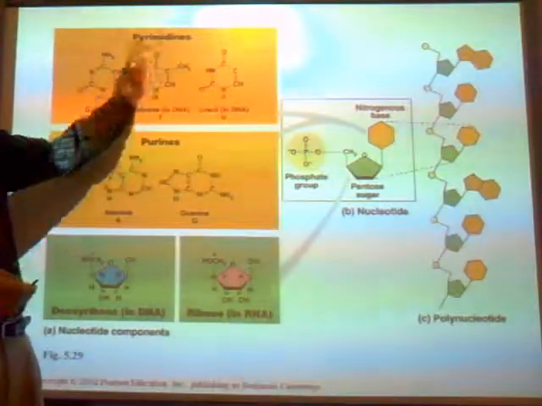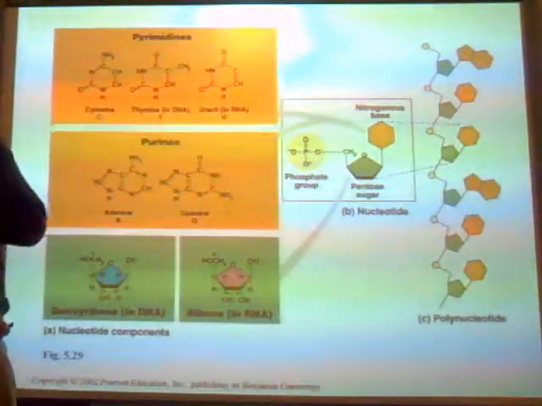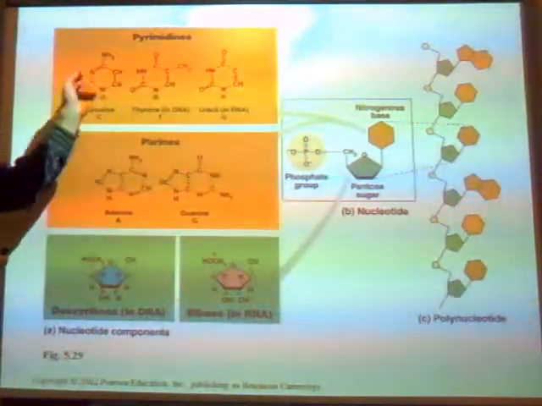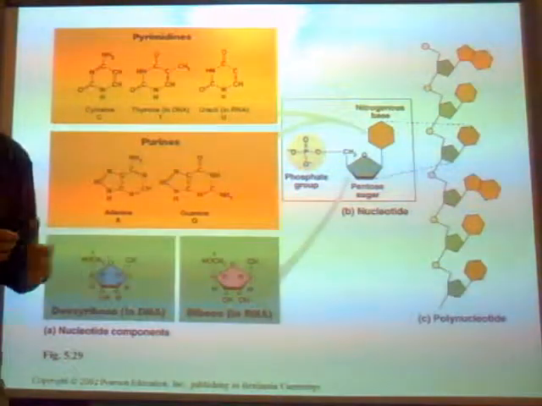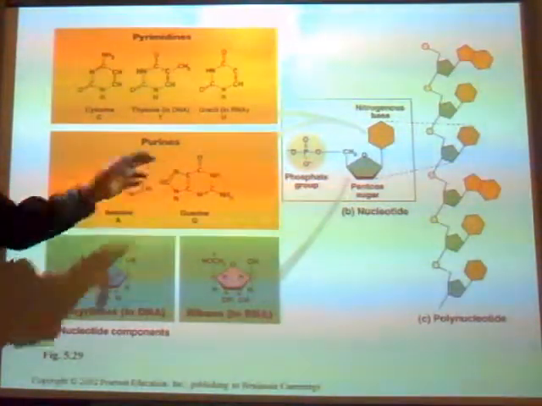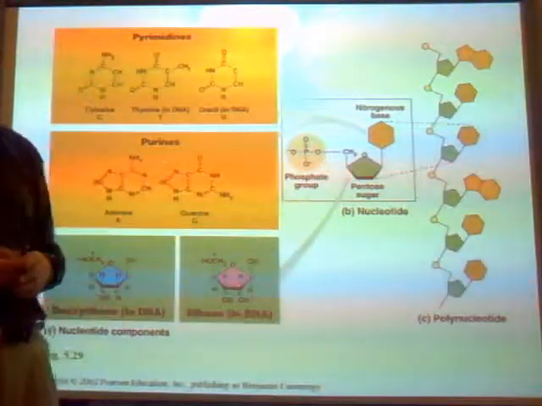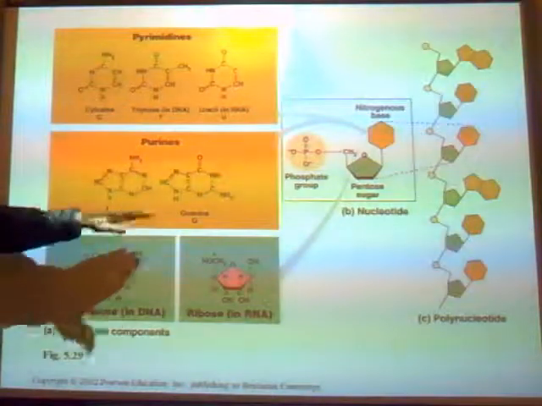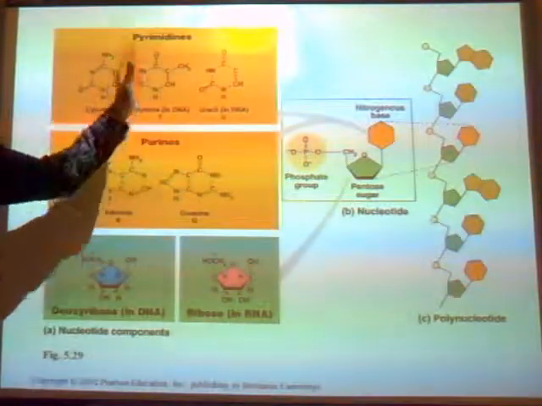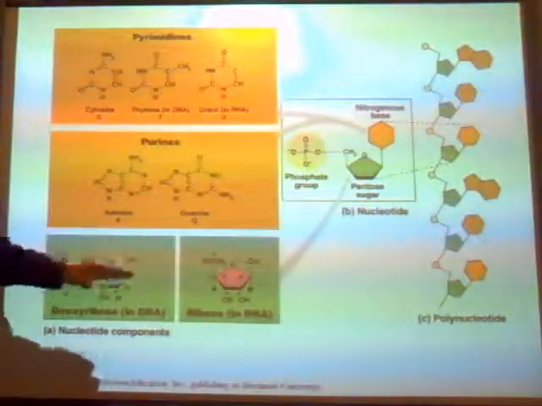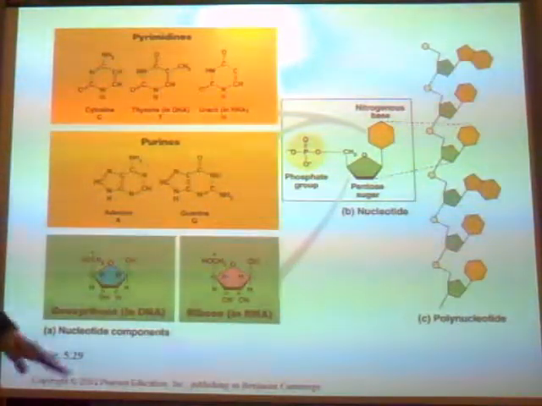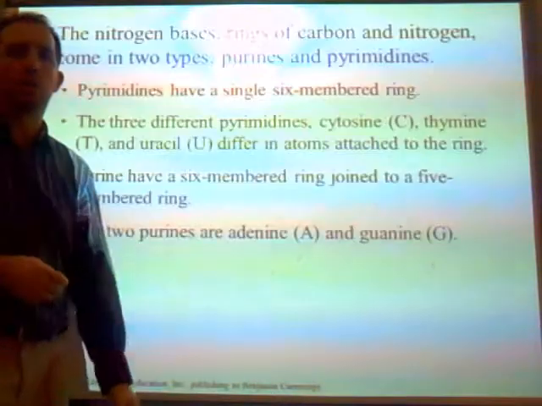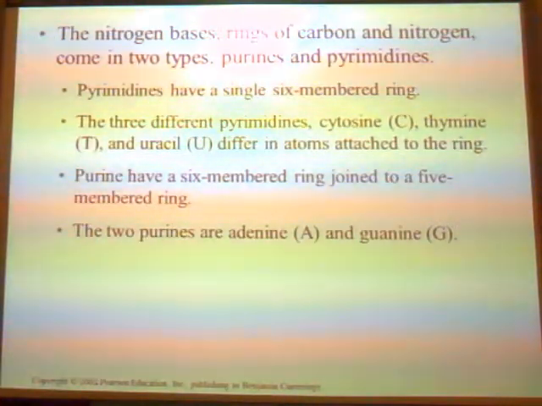Our different bases, we have what are called pyrimidines and what are called purines. The major difference here is that pyrimidines are a 6-carbon ring, and purines are actually going to be double rings. You have cytosine, thymine, and uracil. You have adenine and guanine. Those are our 5 bases, and then our 2 sugars, our 2 pentoses: deoxyribose, DNA, and ribose, RNA. Okay?